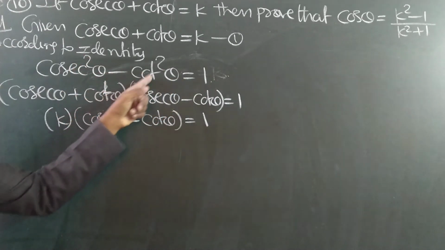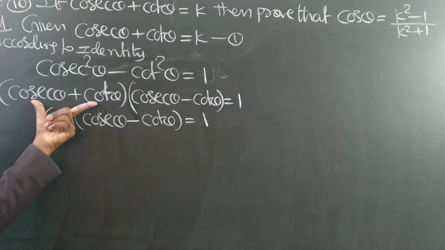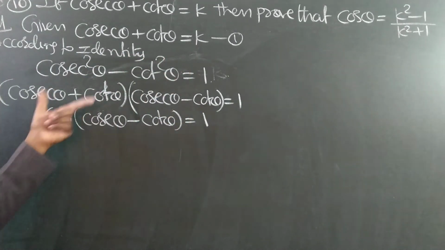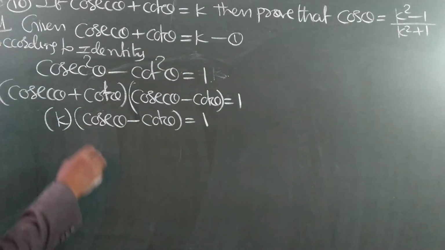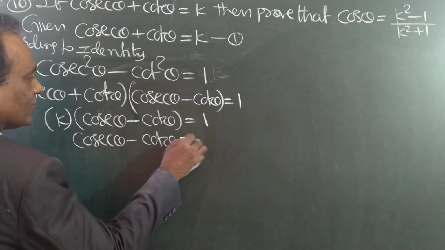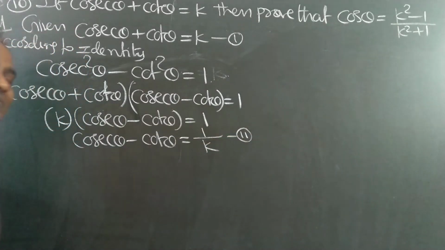A square minus b square is a plus b into a minus b. Cosecant theta plus cot theta is k. This is k given. So take k to the right side. Cosecant theta minus cot theta is equal to 1 by k, second equation.